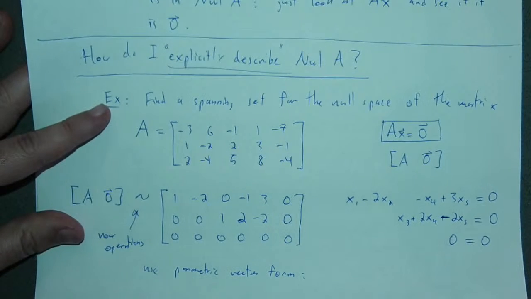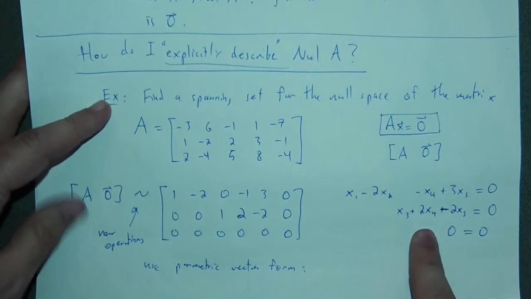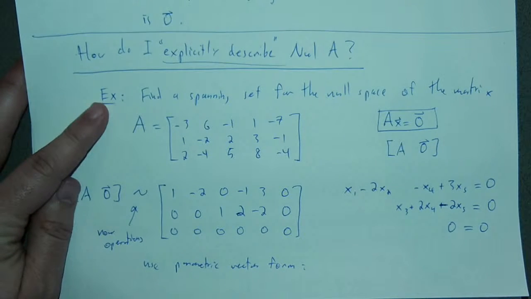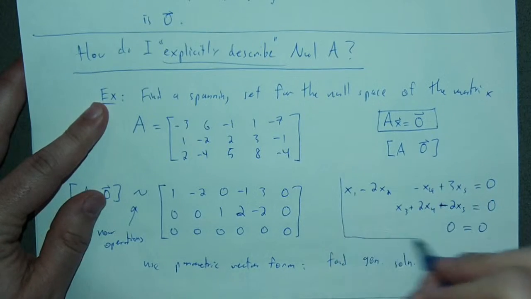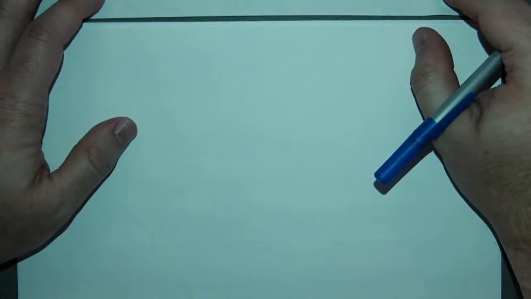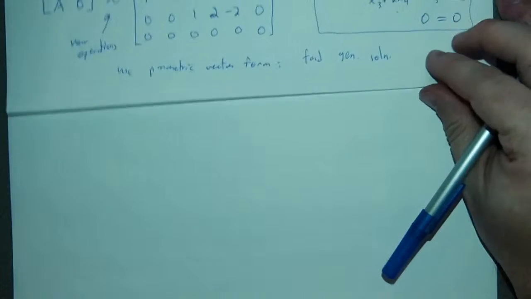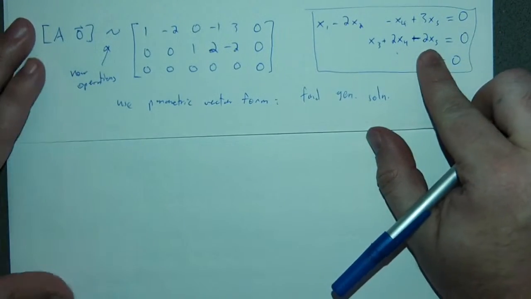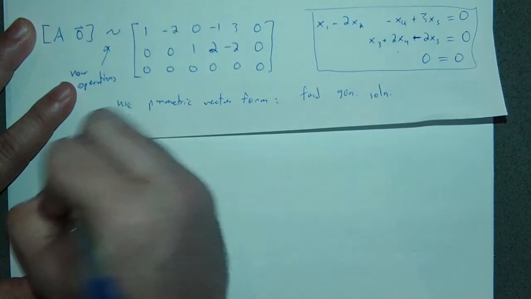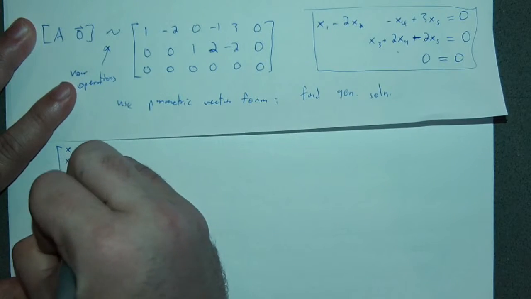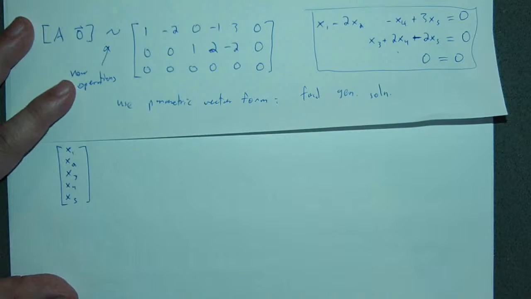Okay, so I've reduced it to this linear system. I want to solve this linear system for the general solution. Okay, well, I can do that pretty quickly. I can solve for x1 and x3 in terms of free variables x2, x4, and x5. Here's my system I'm solving. When I write that solution out, I have x1, x2, x3, x4, and x5 here. This is my general solution.